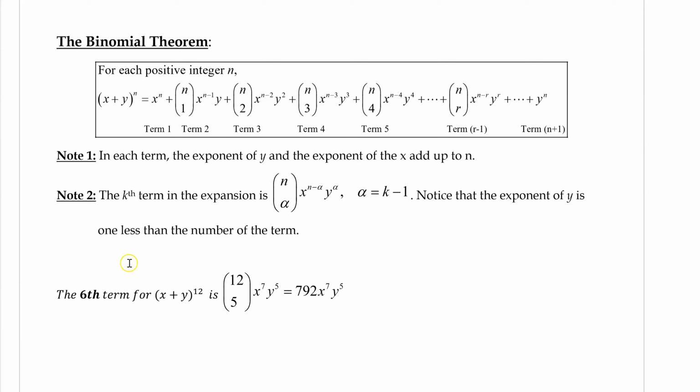This video is about finding the kth term in a binomial expansion using our binomial theorem. So here's our binomial theorem. We've already established this as our combinations that tell us the coefficient, right? And then it's x to the n, and then you descend it. So -1, -2, -3, -4.